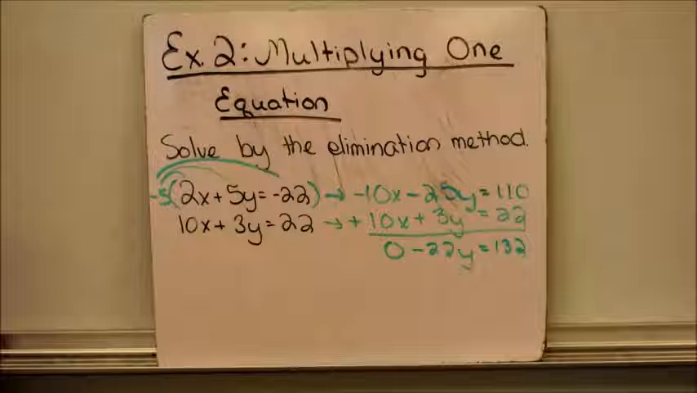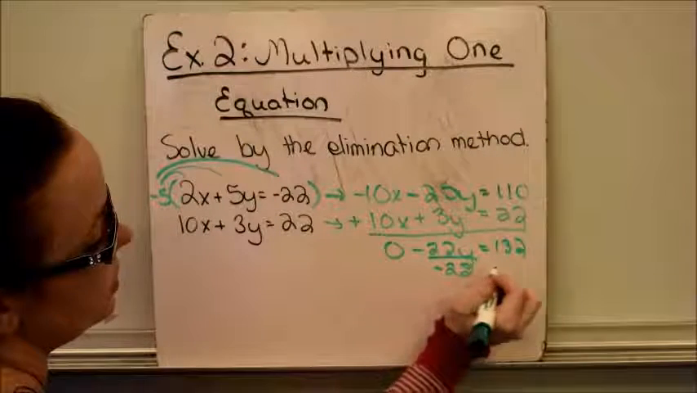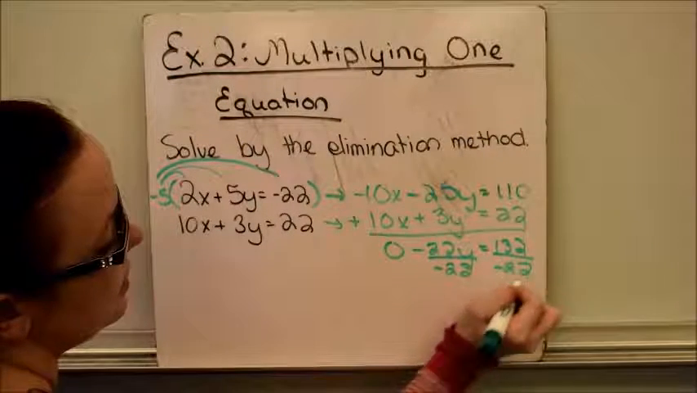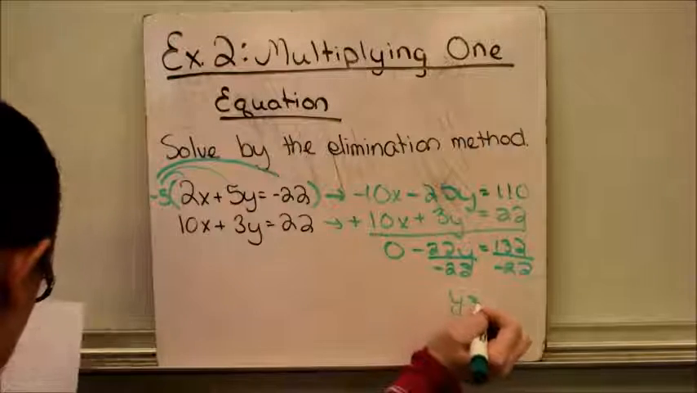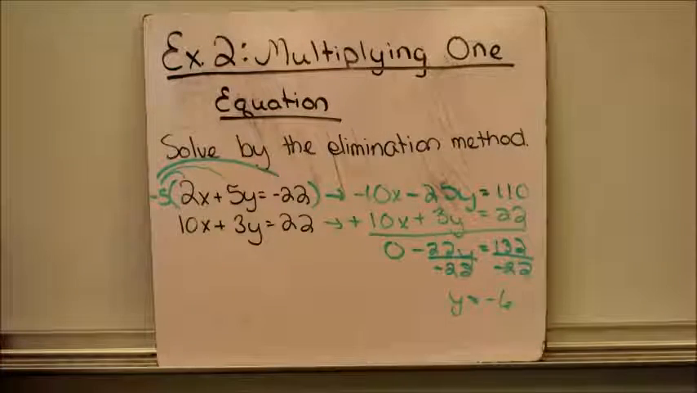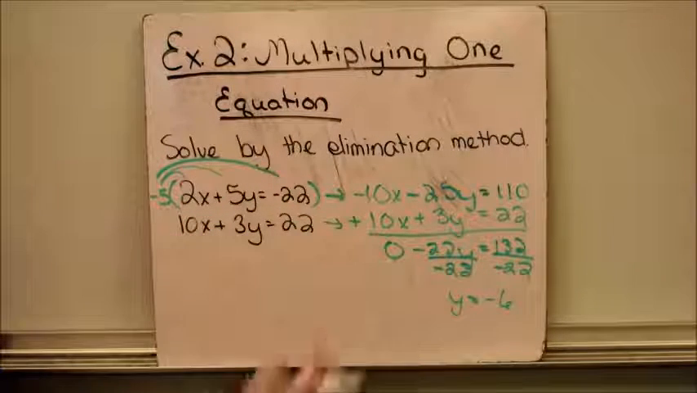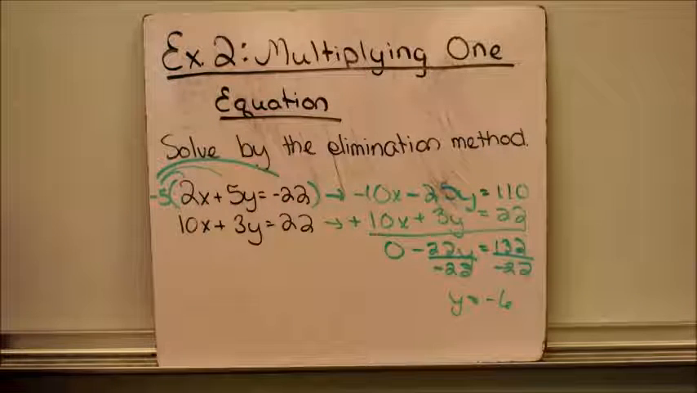Now that I've done this, I can just solve for y. So if this is -22, I'm going to divide by -22 on both sides. And y equals -6. So that's one of my answers. Multiplying this equation so you would get that term that cancels out was your first step. And then solving for your first variable is your second step.